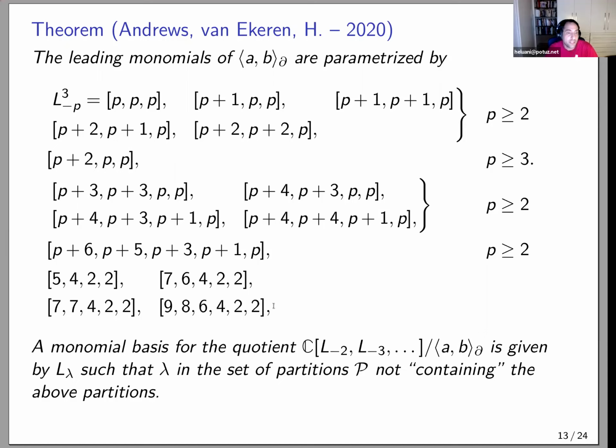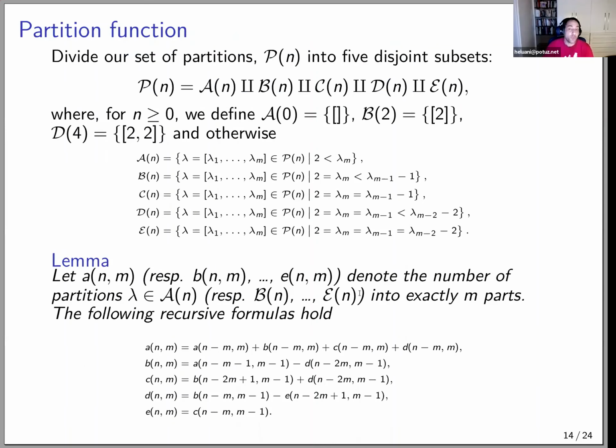And once you guess that this is the right thing, you obtain a monomial basis for the quotient, which is what you want to do, which is compute this monomial basis for this quotient, and it's given by those partitions that do not contain these partitions inside. So there are monomials that are not multiples of these monomials. I'm going to call these partitions P. Those are the partitions that we want to count. So that was the next step in our program. Let's count those partitions. That is surprisingly difficult as well.